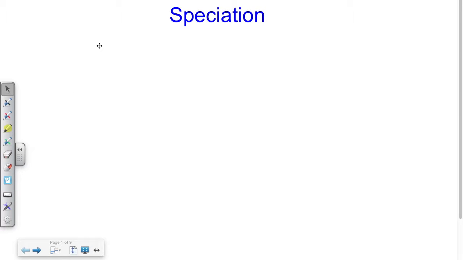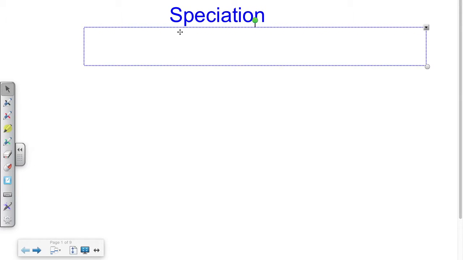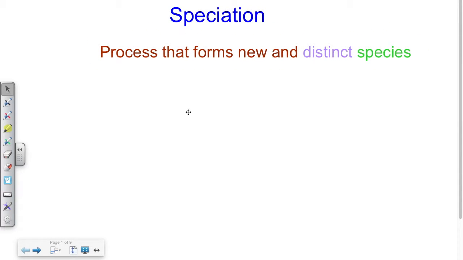Hello guys, today we are going to go through speciation. Speciation is a process that forms new and distinct species. I want to focus on the words distinct and species. The word distinct just means recognizably different in nature from something else of a similar type. So by this we mean something that is recognizable but is different because it's a descendant from a similar type.